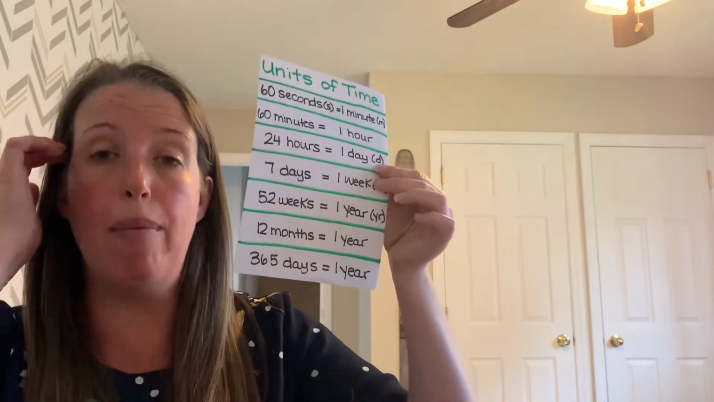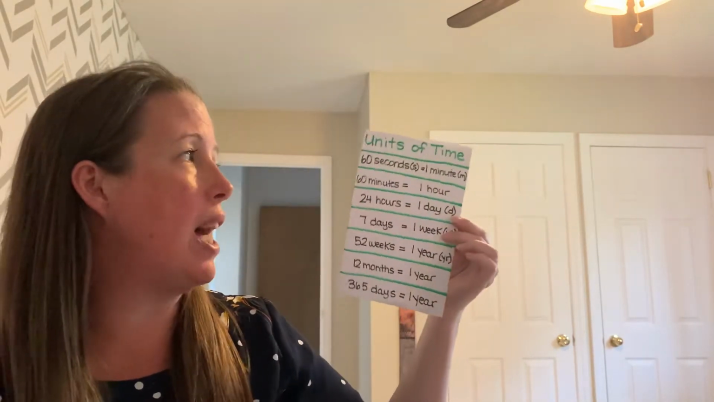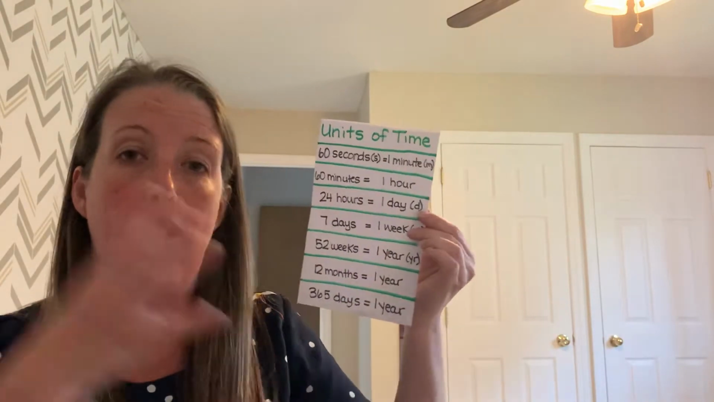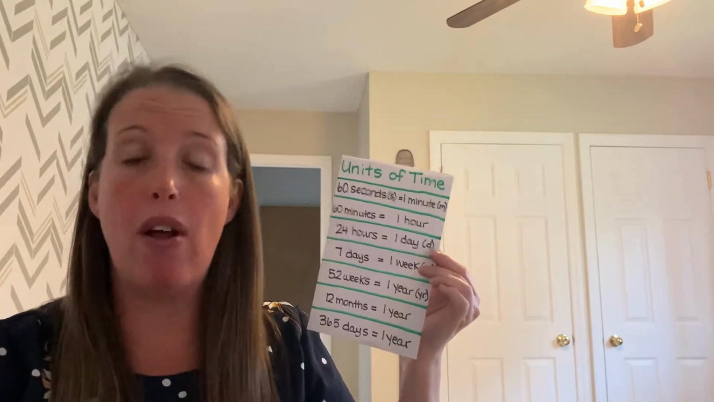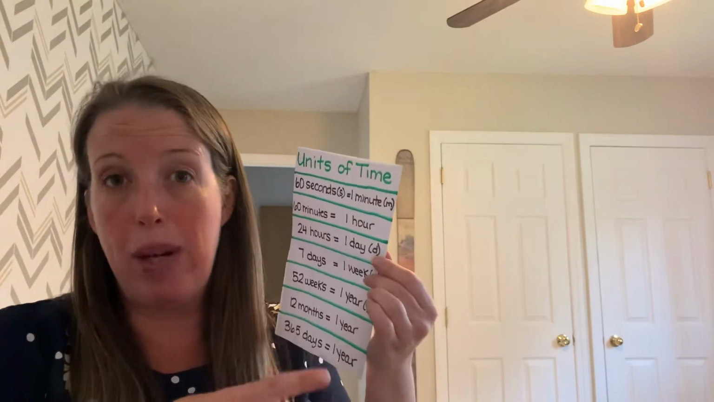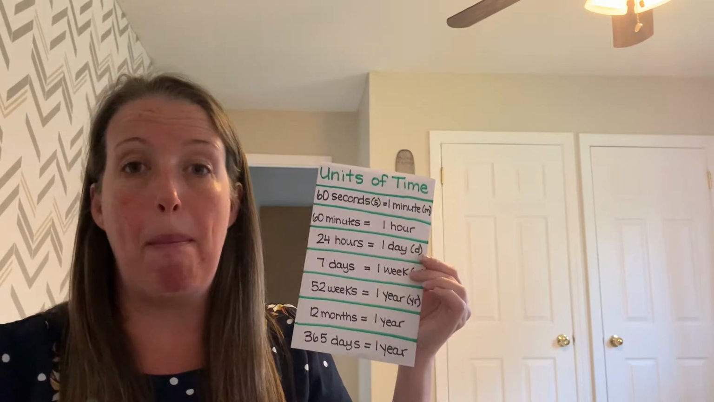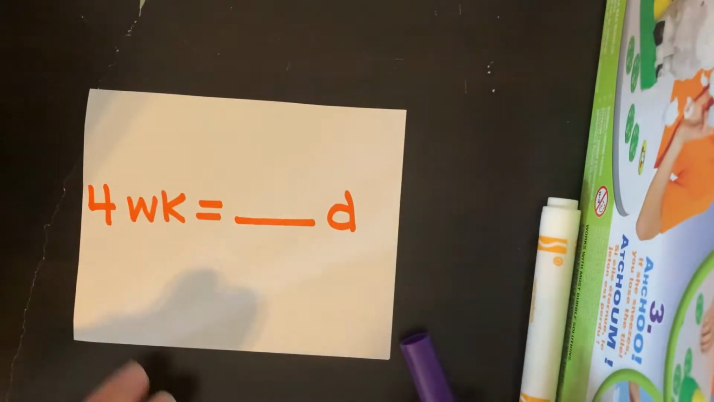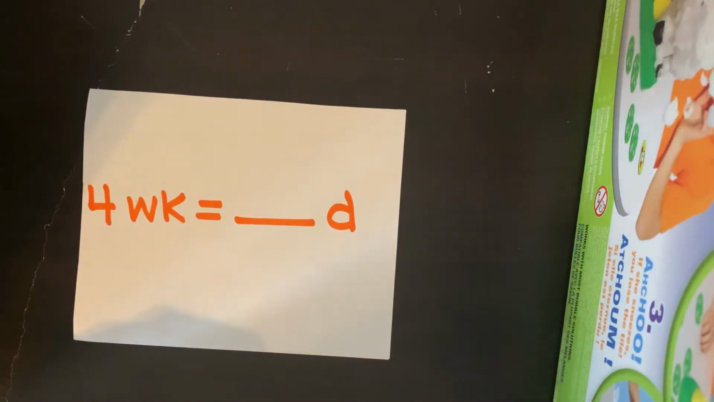So these are the common units of time that we're going to be working with today. And we're going to change from larger units, like years, to smaller units, such as days, or from smaller units like weeks into larger units like months. So we'll go over a few examples. So our first example, we are going to convert from weeks to days.